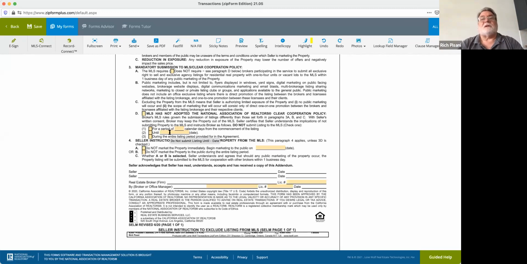No, you can always change it. All you have to do is do a modification of listing and say that the seller wants the property to be put onto the MLS on such and such a date, and have the seller sign it. It can always be changed.